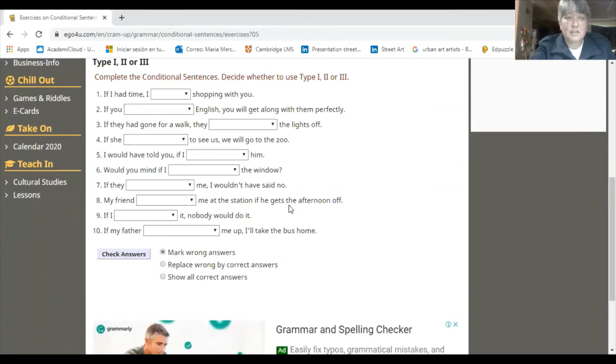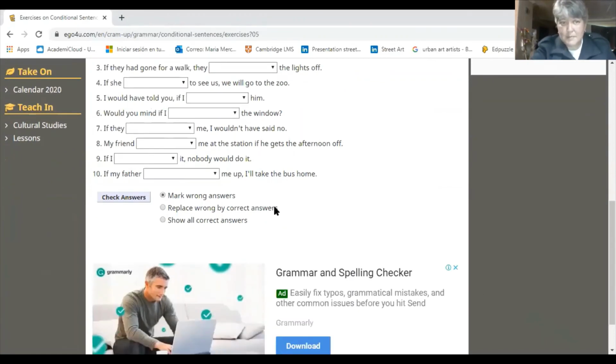So you have here the indications: complete the conditional sentences, decide whether to use type 1, 2, or 3. This means first conditional, second conditional, or third conditional. So you choose your answers, and then at the end of the page, you can check your answers. If you have any mistakes, it will show you the correct answers, and you can replace wrong by correct answers, or you can ask it to show you all the correct answers, okay?